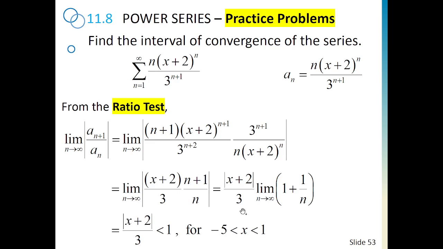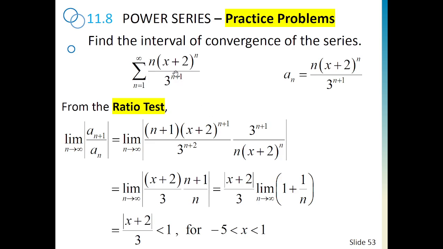So by the ratio test, we know that our power series here will be convergent if and only if the limit is smaller than 1. So we now rewrite this. 3 goes to this side, so |x + 2| needs to be smaller than 3. Now we rewrite the inequality with absolute value. So x + 2 will be smaller than 3 but bigger than -3. Then we subtract 2 from each piece and we get this interval here.